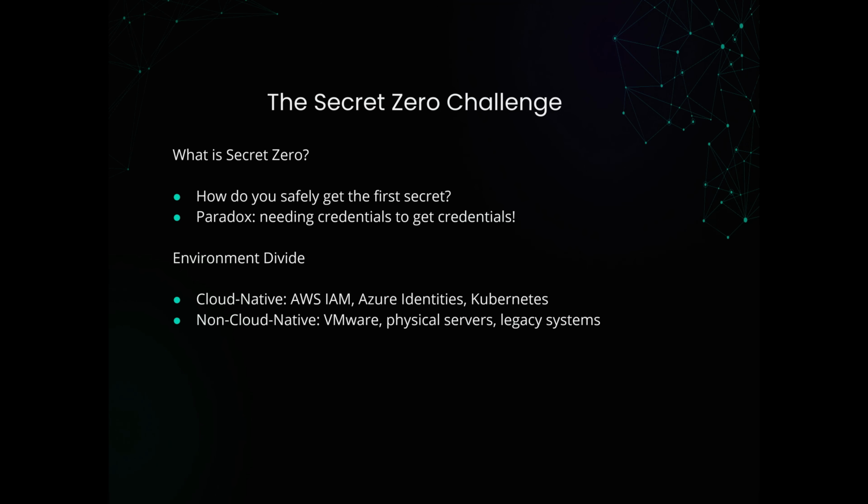The problem is when you run into a non-cloud native environment, such as VMware, physical servers, legacy systems. So these platforms don't provide identity to the VMs or machines that they spin up. And this becomes an issue. How do we actually give an identity to those machines so they can log into Akeyless and then retrieve the secrets that they need? And the reality is that 70% plus of workloads lack built-in identities.